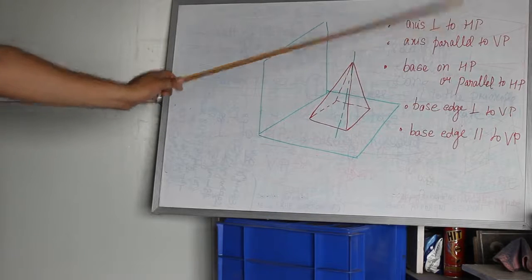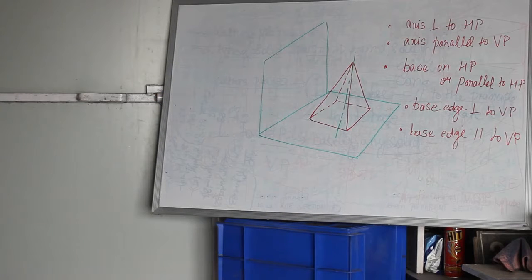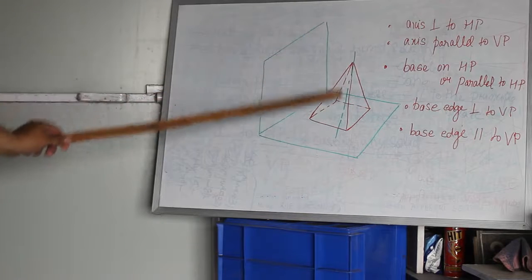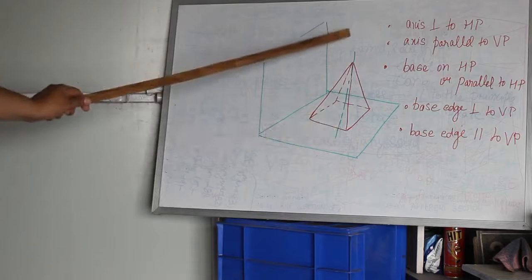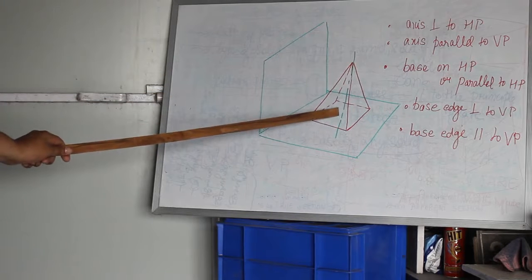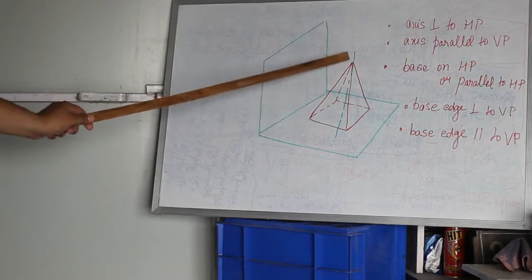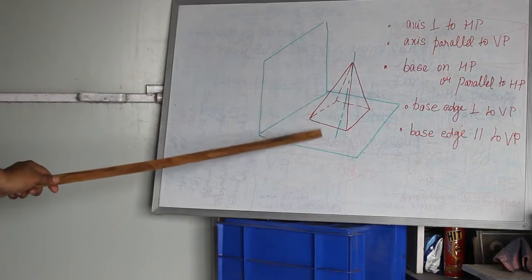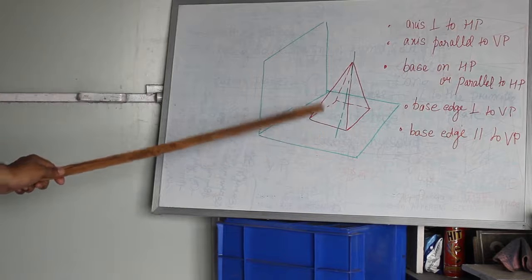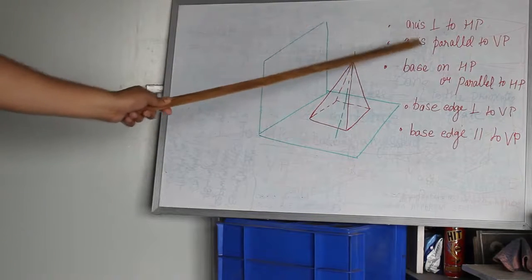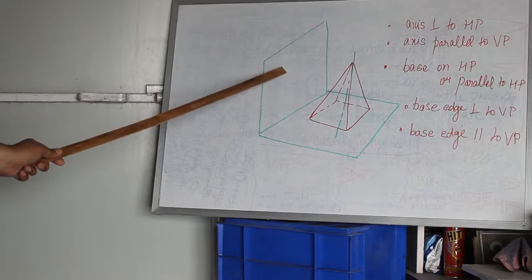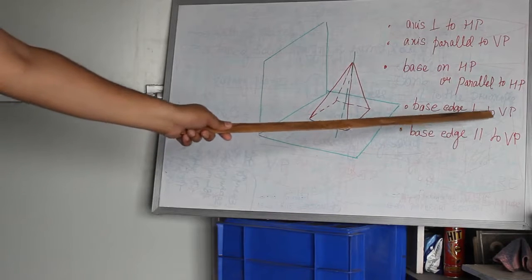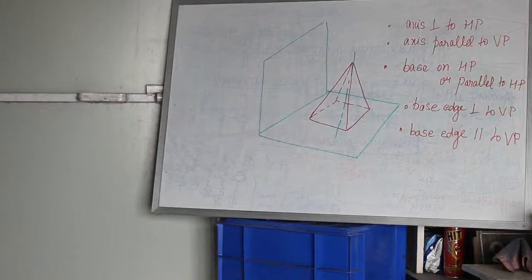Axis perpendicular to HP. So how is this assumption working? The green line is the axis line that passes through the center of the base of the solid. So the axis line starting from the apex till the center is perpendicular to the horizontal plane. Axis of the solid is parallel to the vertical plane. Base edge is perpendicular to VP.